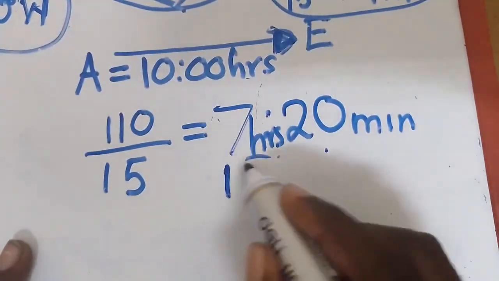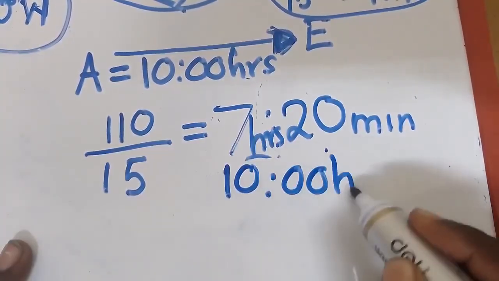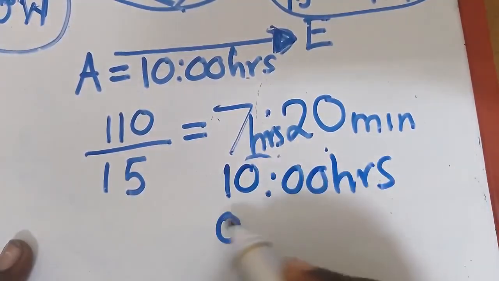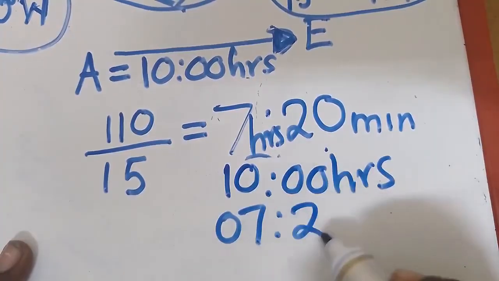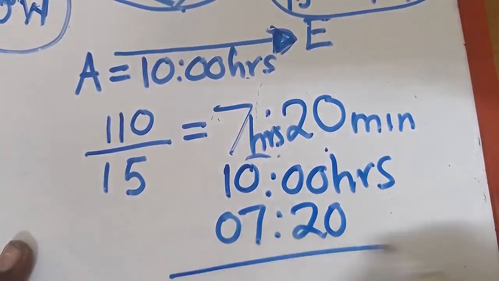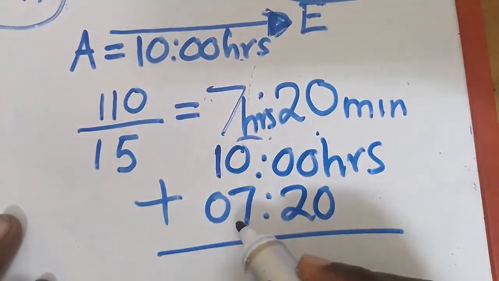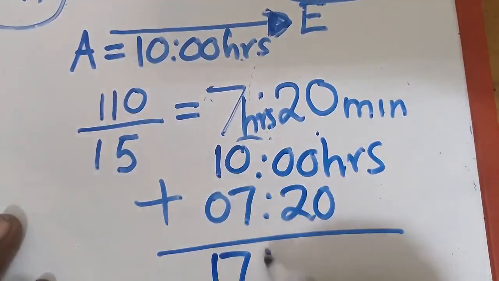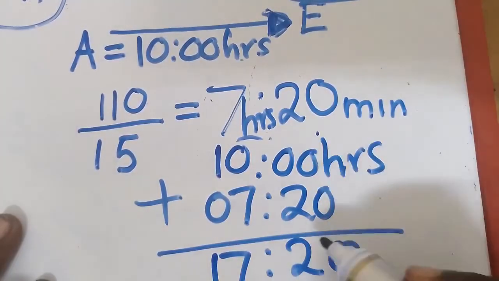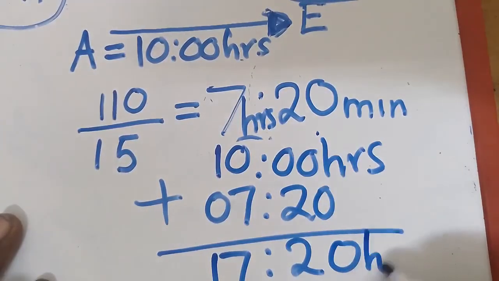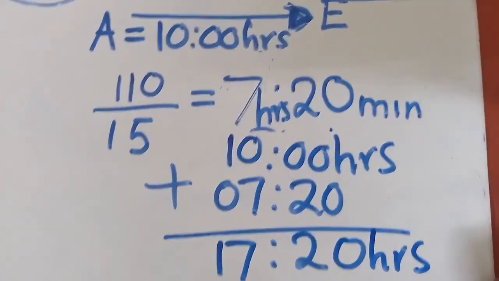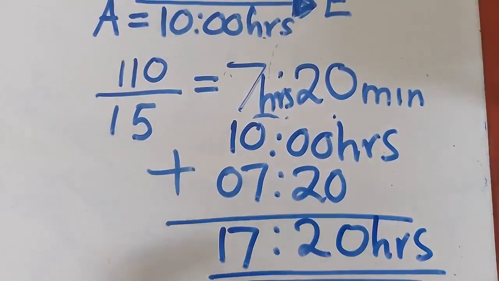So we say 10 hours. We are dealing with time here. This is 07 hours and 20 minutes. Then you add like this: 10 plus 7 is 17, and 20 minutes. So the time at B is 17:20. This is how you calculate.